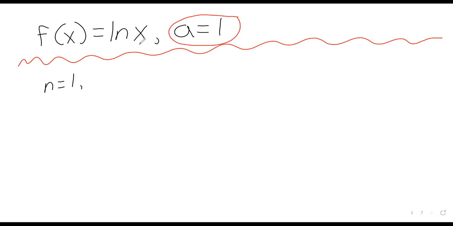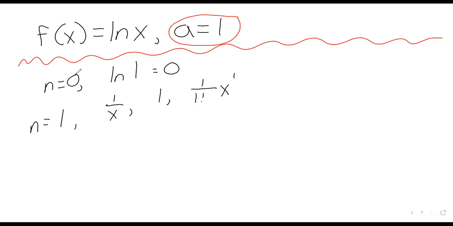n equals zero. Well, the function evaluated at one is zero. So our constant term will be zero. And now the first derivative of the natural log is 1/x. We plug one in there and we get one as our coefficient. So we're going to have 1/(x^1).